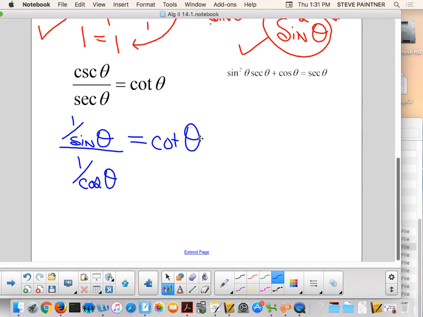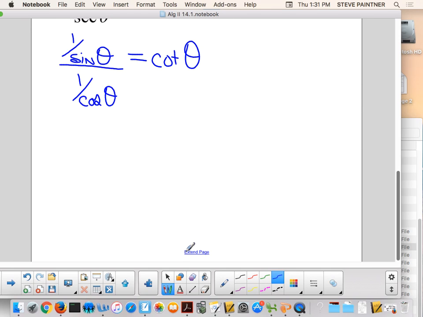Okay. Well, what are you looking at? Addition, multiplication, division. We've been dividing, you should know what to do. One over sine times cosine theta over one. Now multiply. What do you get on top? Cosine theta. Cosine of theta on top.